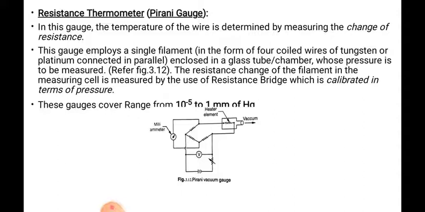These gauges cover the range of 10 to the power 5 to 1 millimeter of Hg. Means in this range the pressure measurement will be done by using this resistance thermometer, or what we can call the Pirani gauge.